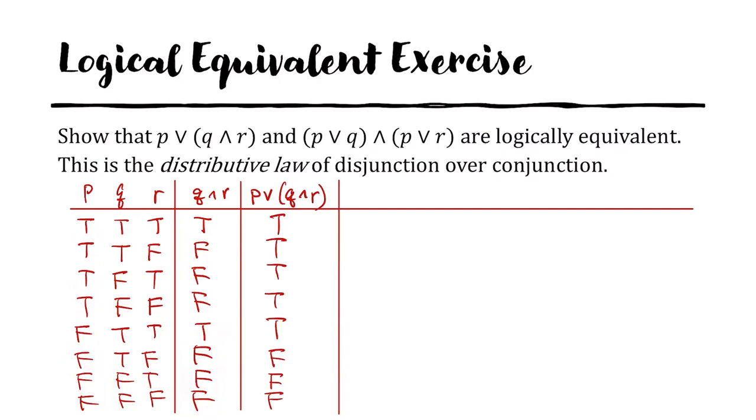Now, if you look at the next one, we need to construct P or Q. And also we will construct P or R. So disjunction is only false when both of your variables are false. So if you look at the P and Q columns, look for when they are both false. Here, the last 2.